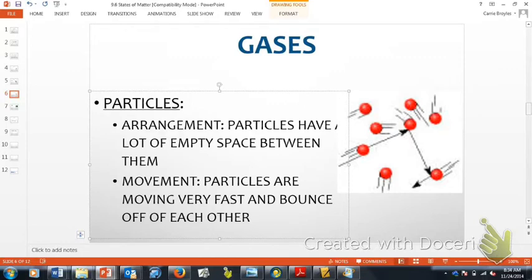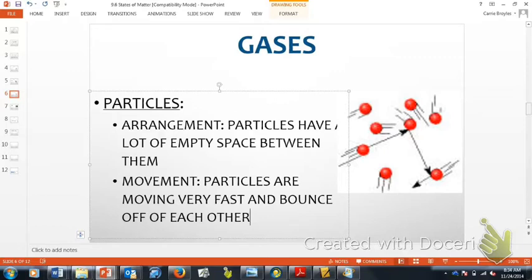Okay, here's the first place we're going to put some symbols. If your first name starts with A through G, you're going to circle the word gas. If your first name starts with H through O, you're going to circle the word liquid. And if your first name starts with P through Z, you're going to circle the word solid.